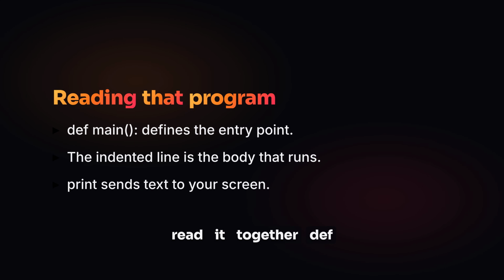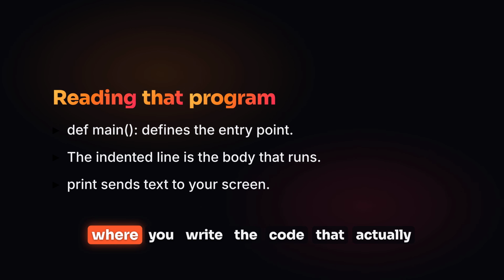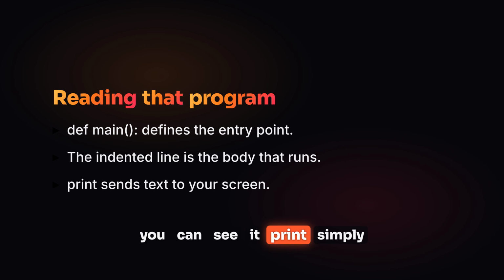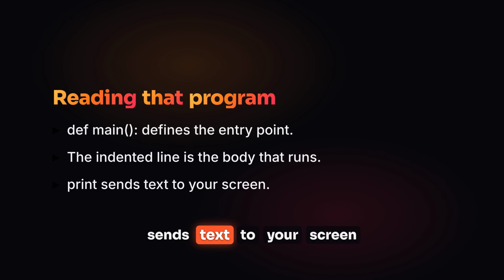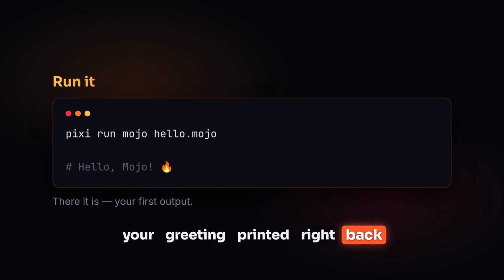Let's read it together. def main, that means define main, defines the entry point. The indented line below it is the body. That's where you write the code that actually runs. And here, as you can see, it simply sends text to your screen. Now we run it with one line. Here it is, your greeting, printed right back to you.